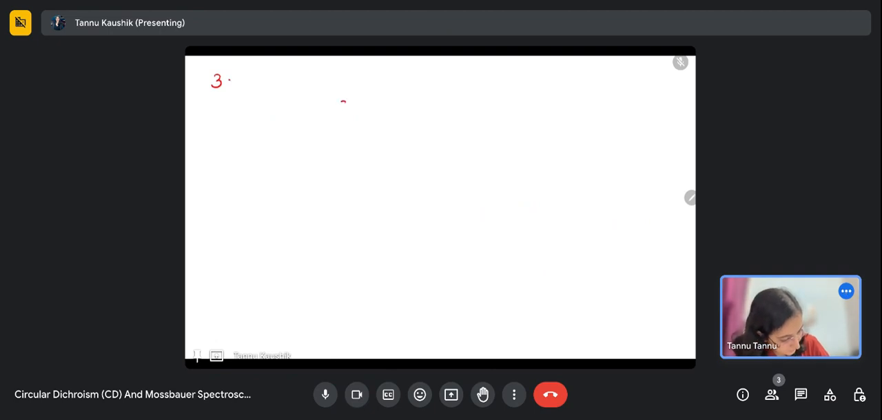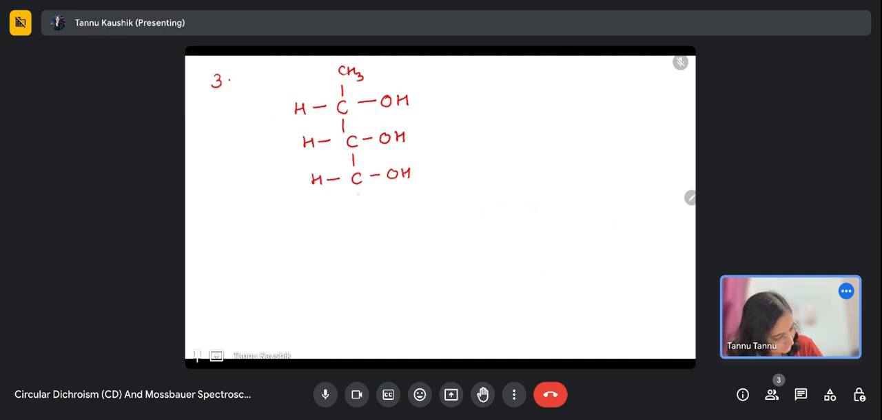So now I'm drawing this molecule. Help me find out the number of optical isomers for this molecule. CHOH. So now tell me how many chiral centers are there in this molecule? Two, right.